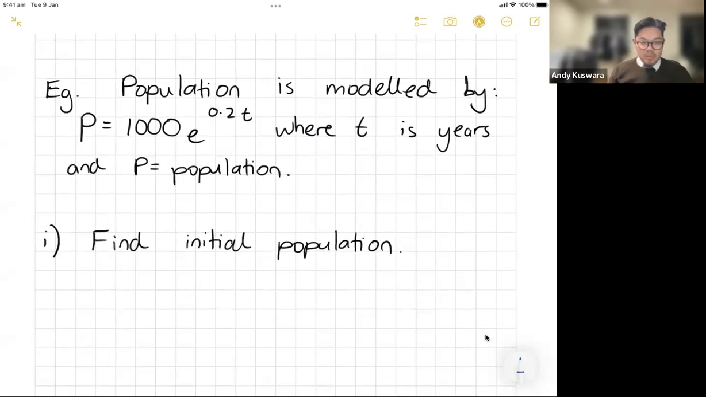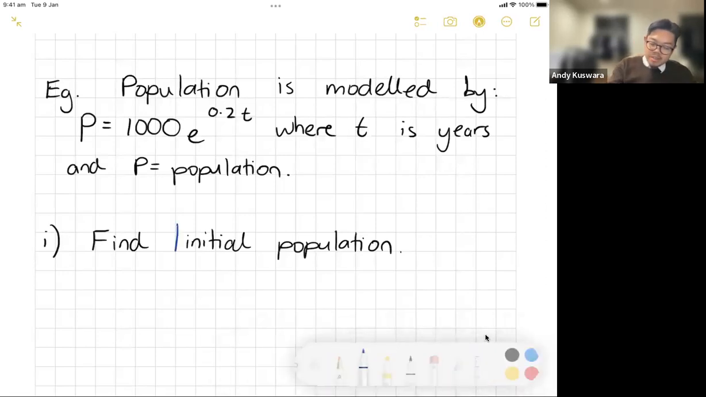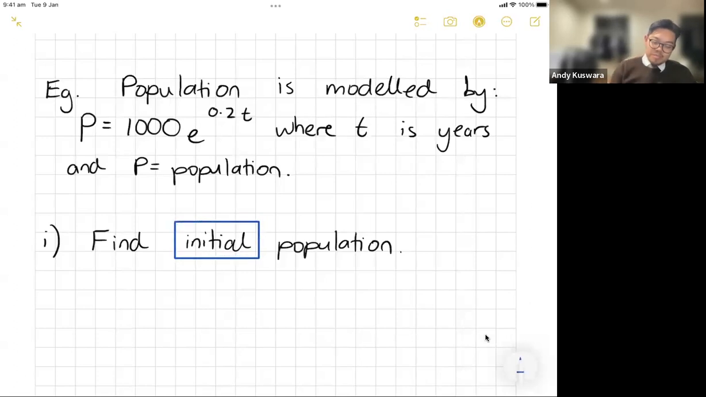All right, so I'm going to give this very standard type question. Exponentials is normally used for a lot of exponential growth or decay. One good example is population. Sometimes it grows, sometimes it shrinks. For this particular question, population is modeled by P equals 1,000 e to the 0.2t. And t is time in years, and P just represents the population. A lot of this type is going to be understanding the language.